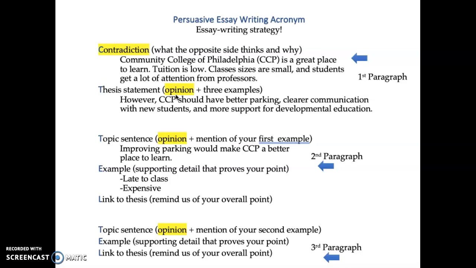So we do that by creating a common ground and establishing some sort of understanding. So an example would be, if we're going to criticize some things about CCP, we could start by saying something like, Community College of Philadelphia, CCP, if you're going to call it CCP later, you can put that here, is a great place to learn. Tuition is low, class sizes are small, and students get a lot of attention from professors. Now, here's where we hit them.